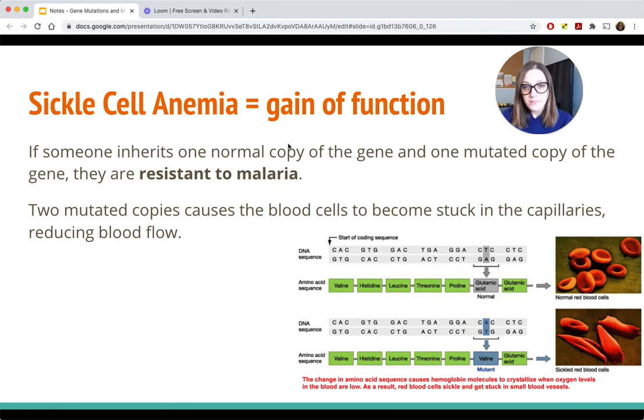If someone inherits one normal copy of a gene for sickle cell anemia and one mutated copy, they are resistant to malaria. So this is an example of a gain of function in both a good way and a bad way, because if you inherit 2 mutated copies, then you have sickle cell anemia and you are likely to get blood clots and die. But if you have 1 mutated copy and 1 healthy copy, you are immune to malaria, which is very common in tropical areas in the world. We will talk a lot about this coming up this year.